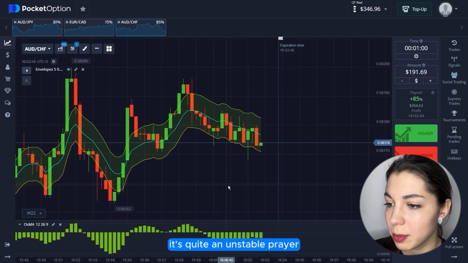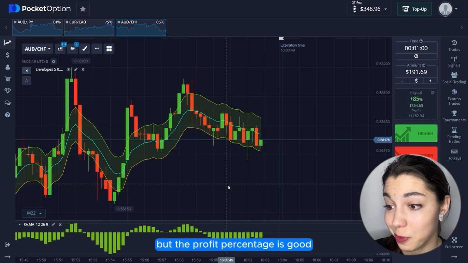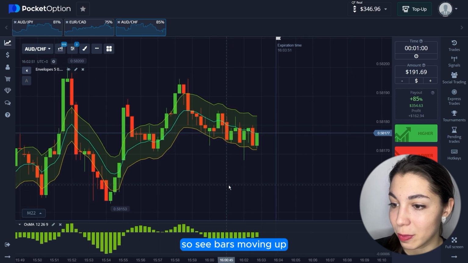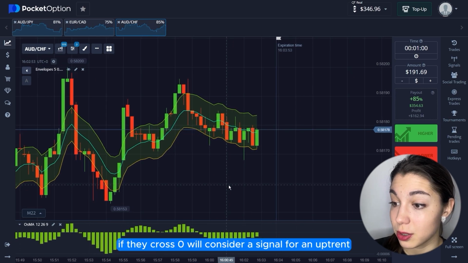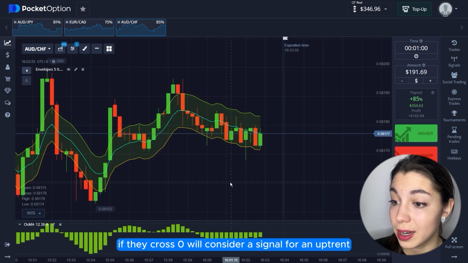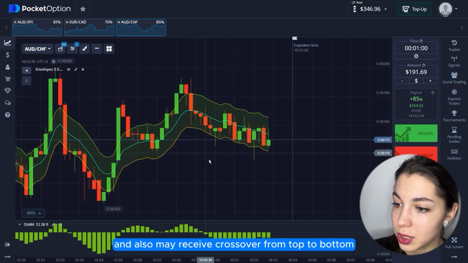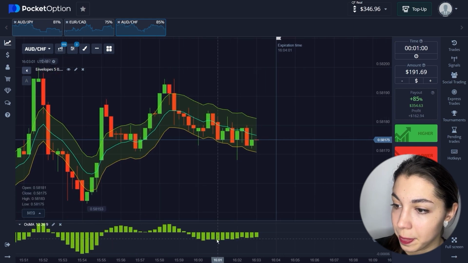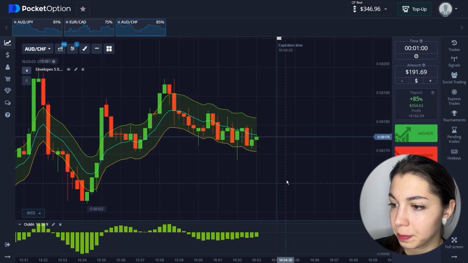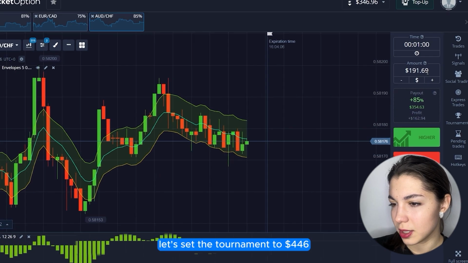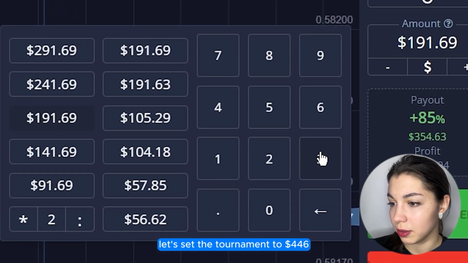It's quite an unstable pair, but the profit percentage is good. So we see bars moving up. If they cross zero, we'll consider a signal for an uptrend. Like here, the price sharply went down, and maybe we also see a crossover from top to bottom. Let's set the trade amount to $346.